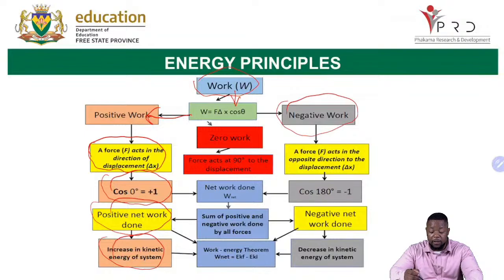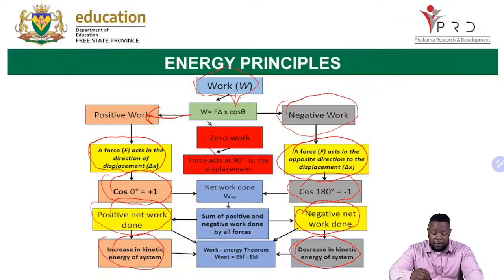When coming to negative work, it will be obtained if the force and the displacement are in opposite directions. And to get that, cos 180 should be substituted. Then we get the net work done if all the work done by the forces are added. Negative work decreases the kinetic energy of the system.